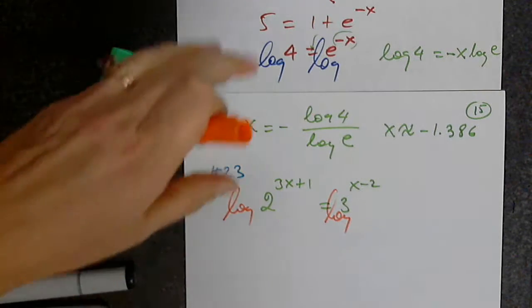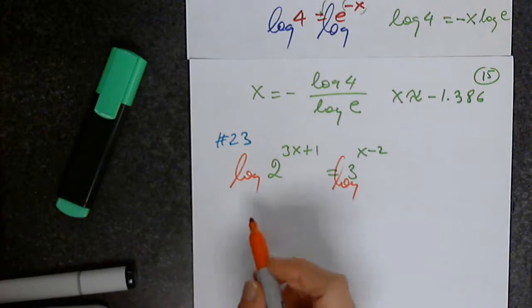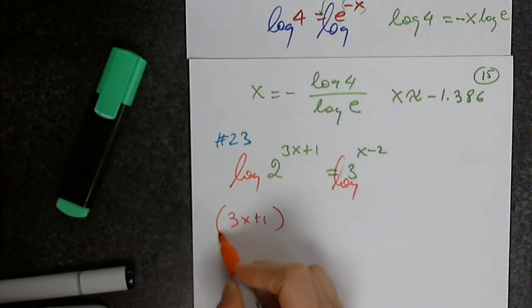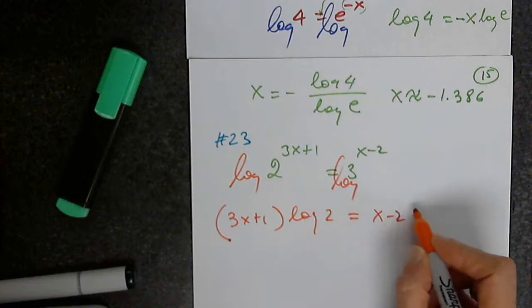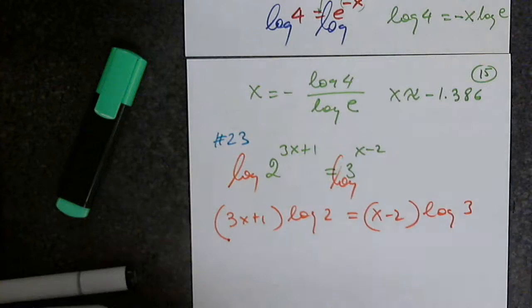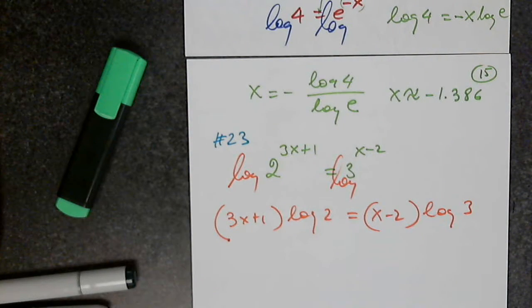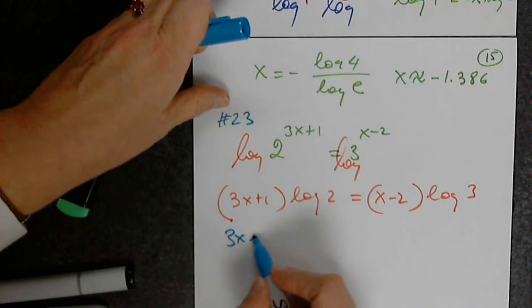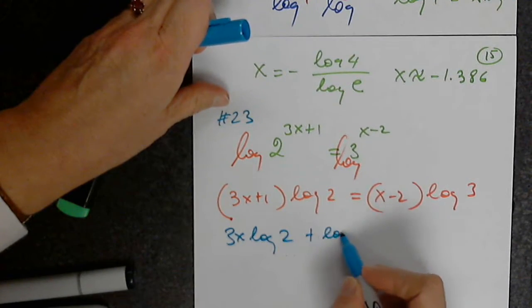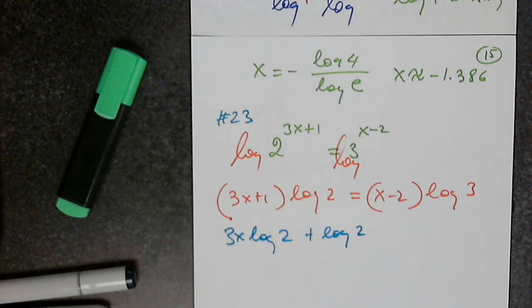So what will be the next step that I have to write? (3x plus 1), in parentheses, log 2 equals (x minus 2) log 3. Exactly. Do not be bothered by log 2 or log 3. They're just numbers, but we don't want to approximate them. So at this point, I will have to distribute. I distribute log 2 to these two quantities: 3x log 2 plus log 2. Any questions so far?